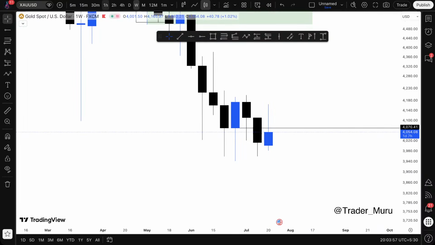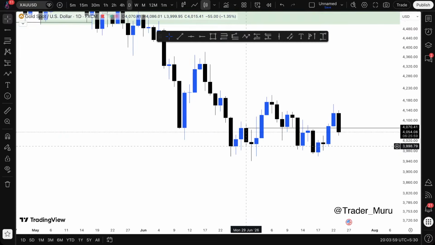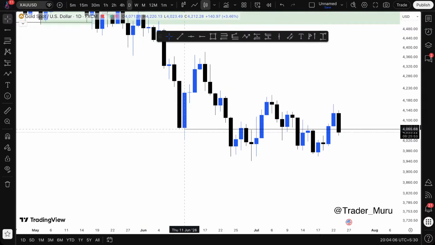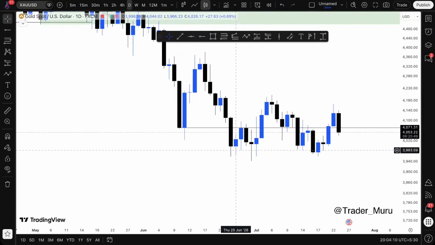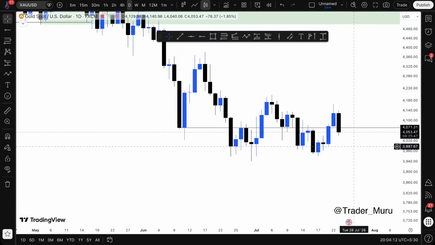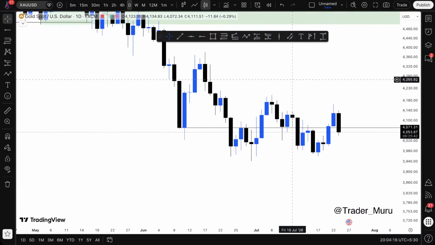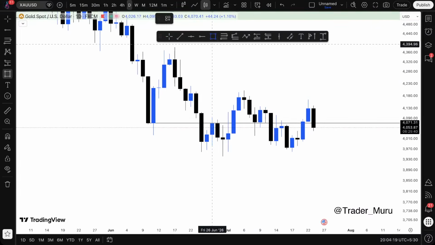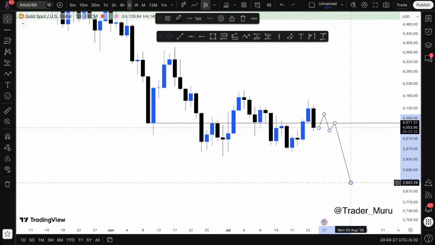4070 is the pivot point right now. In the daily time frame, we have multiple rejections. See, price is continuously ranging around this level. So it is important right now. If we have a weekly candle closing below it, it will definitely be bearish for gold. Somewhere testing here and weekly close below. Then Monday we will see this one.